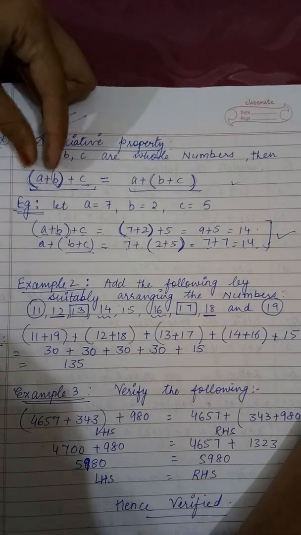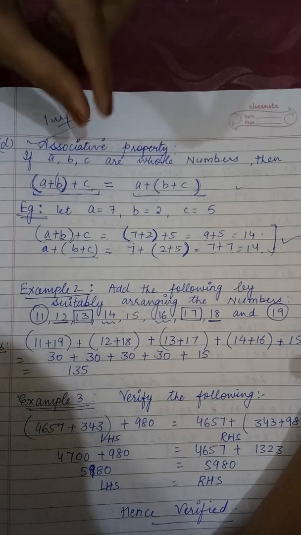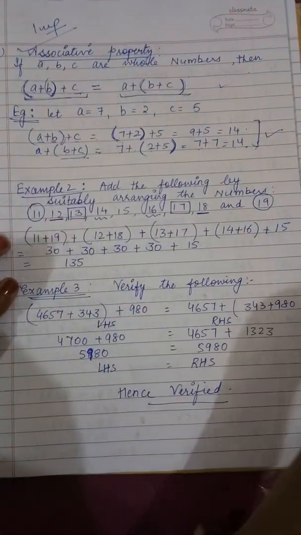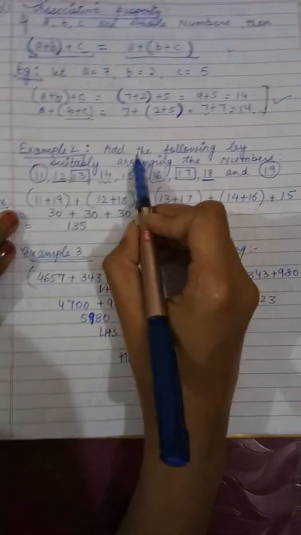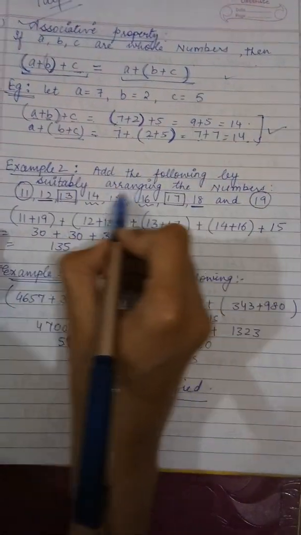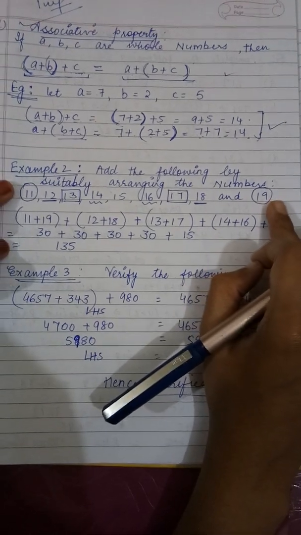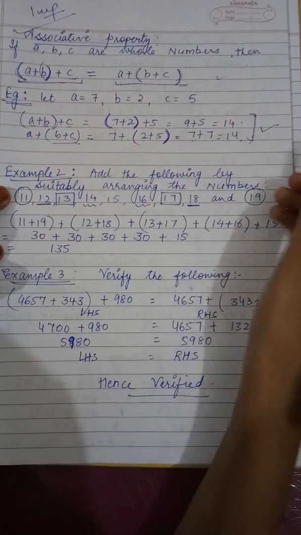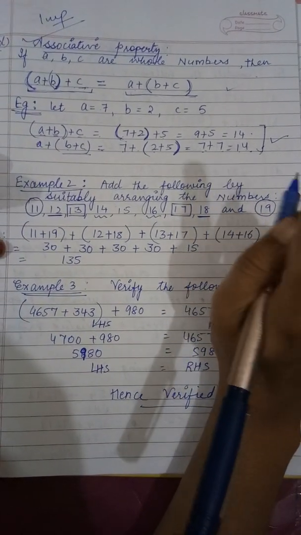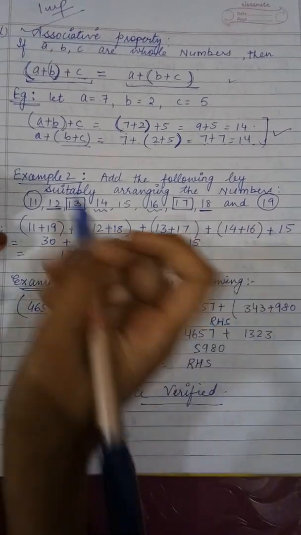They are saying I can associate any two numbers, still my total will be the same. Now let's move to the example. In this example they are saying add the following by suitably arranging the numbers. What is the meaning of suitably arranging the numbers? They have given us these numbers and you have to add them. By suitably arranging the numbers means you have to add them in such a way that your calculation becomes easy.